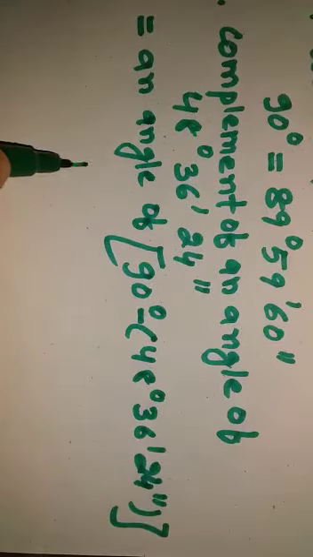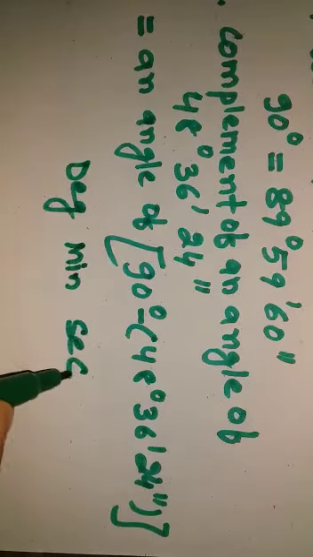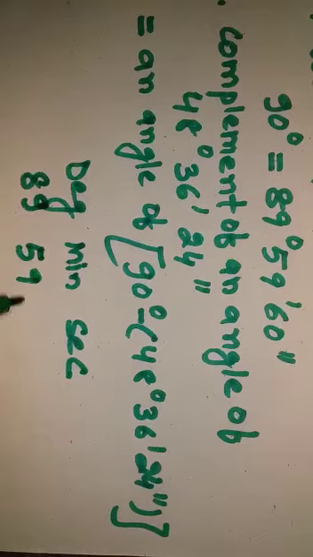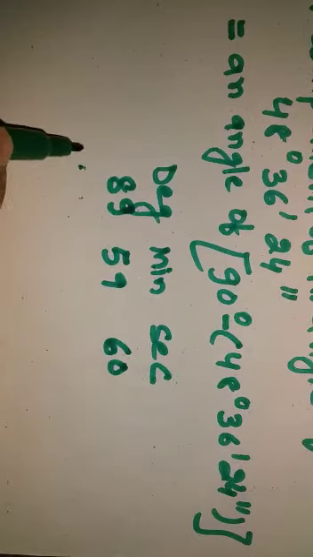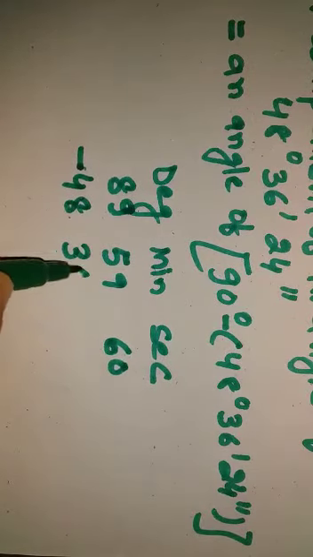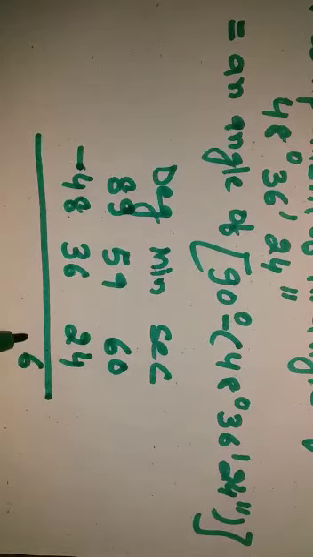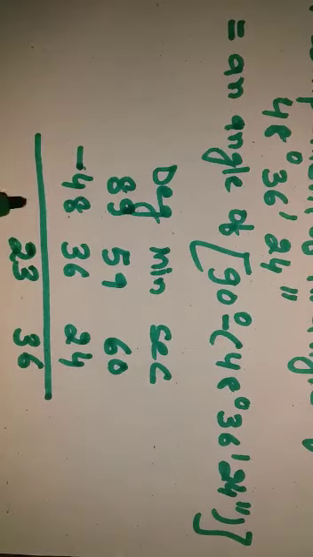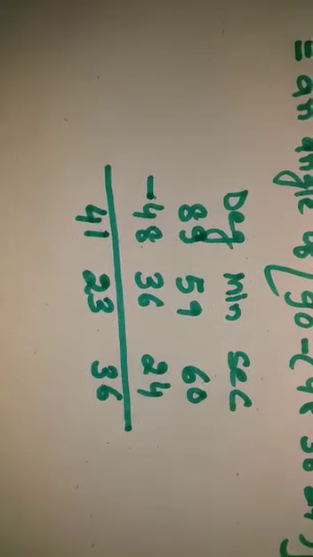Here we write degree, minute and second. You can write this in rough part also. As I'm telling you how we will solve, that's why I'm writing in that way. 89 degree, 59 minute and 60 second, minus 48 degree 36 minute and 24 second. Just do the subtraction. Here 10, 6, 5 minus 2, 3. After that 9 minus 6, 3, 5 minus 3, 2, and 9 minus 8, 1, and 8 minus 4, 4. So here our value is 41 degree 23 minute and 36 second.